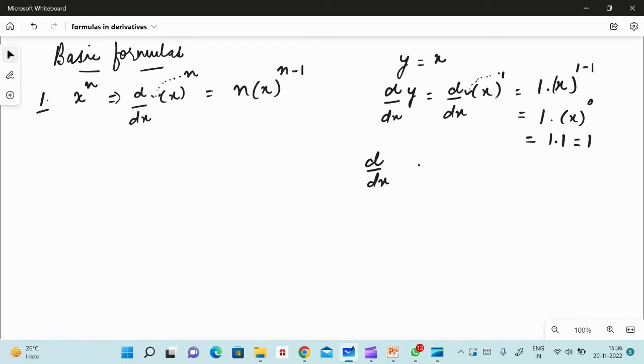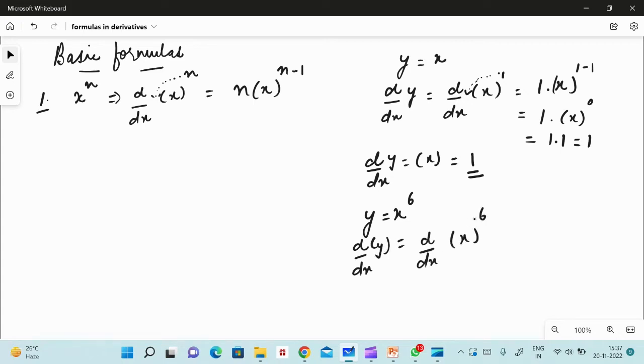So the derivative of x is equal to 1. Okay? So this is my solution. Let's take another example in which I will take y is equal to x power 6. Fine. So if I take the derivative, then in this case 6 will come here. 6 into x power n minus 1, that is 6 minus 1. It gives me 6x power 5. So this is my solution.